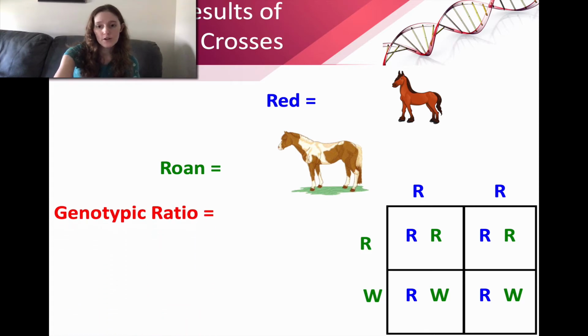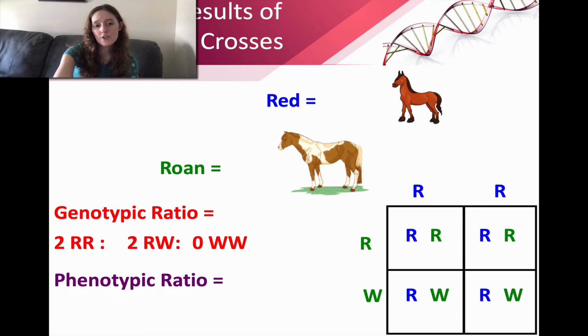Genotypic ratio, we got to start with two R's. Normally you just go alphabetically, so R comes before W. That's why I would do the two R's first. We have two of those. Then we're looking for the heterozygous. We got two of those. And last would be that WW, the white horse. We don't have any. Phenotypic ratio should be exactly the same as your genotypic ratio. So you got two reds, two roans, no whites.